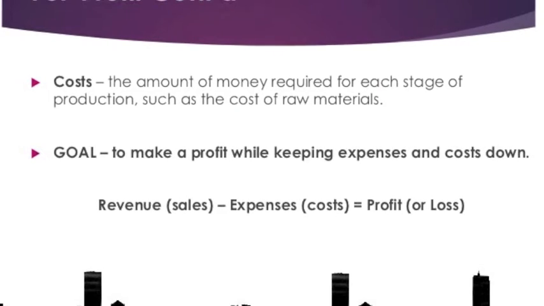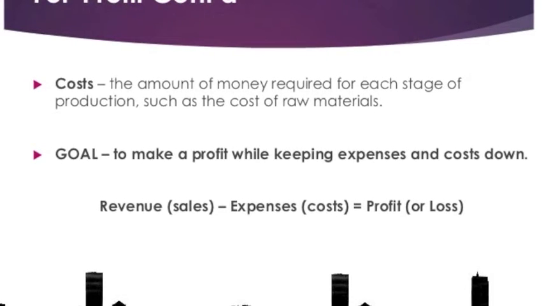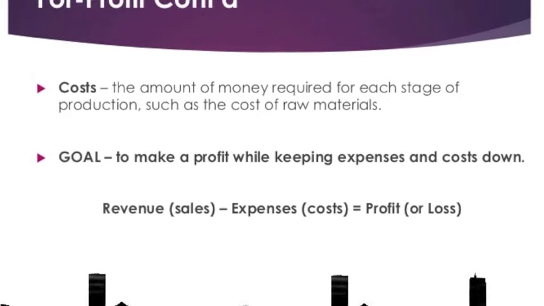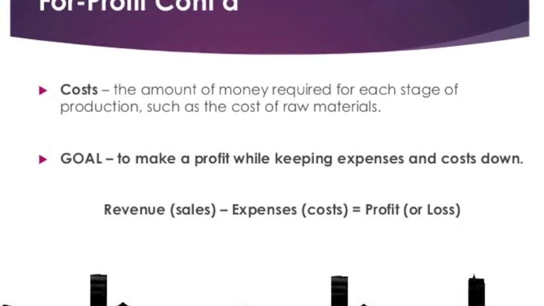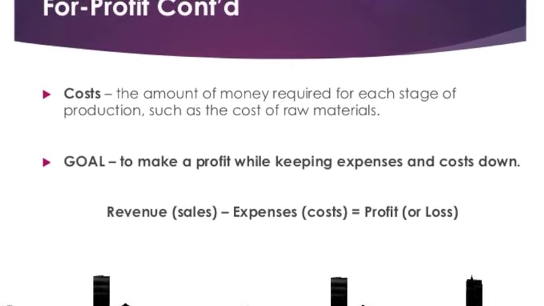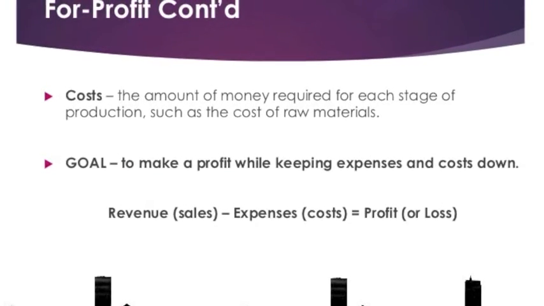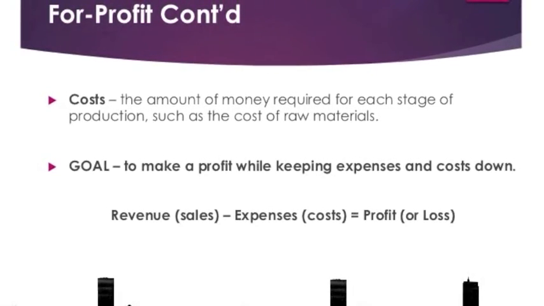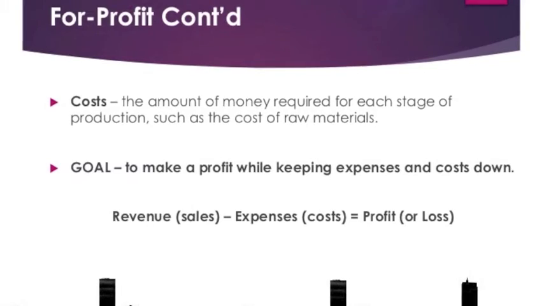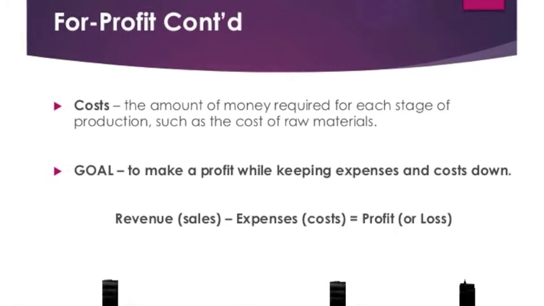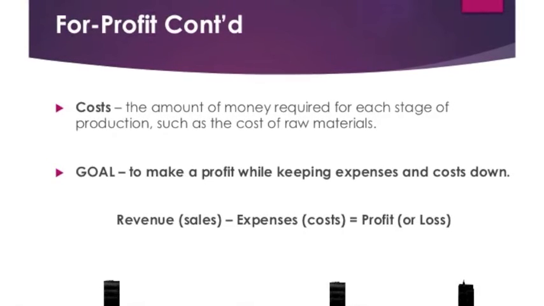The costs are the amount of money required for each stage of production, such as the cost of raw materials. If you wanted to create a coffee stand, you would need to buy the coffee, buy the water, hire a worker, and build the stand. Those are considered the raw materials, or the cost of doing business. The goal is to make a profit while keeping expenses and costs down. Profit equals revenue, which are the sales, minus your expenses, which are your costs.